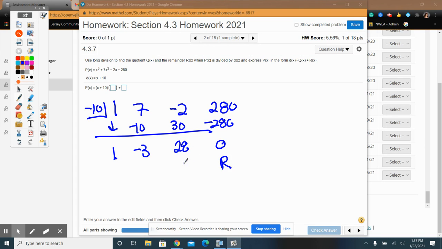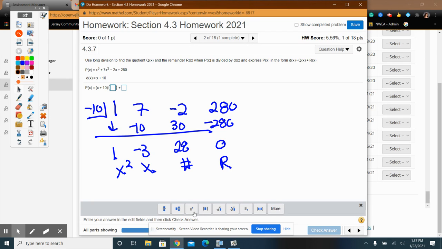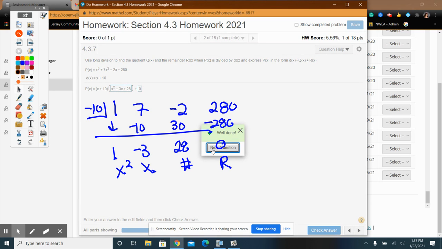So this is my remainder, this is my number, this is my x, and that's my x squared. These are kind of a pain to type in, but you would just type in right here x squared minus 3x plus 28, and then you want to put the 0, that remainder, outside. Good job.